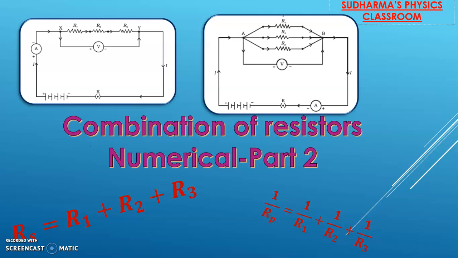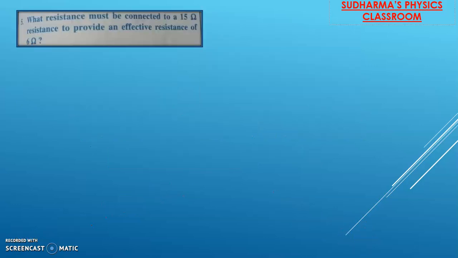So let's start with this simple question here. What resistance must be connected to a 15 ohm resistance to provide an effective resistance of 6 ohm? So let's see how to think, how to understand what type of connection it is.